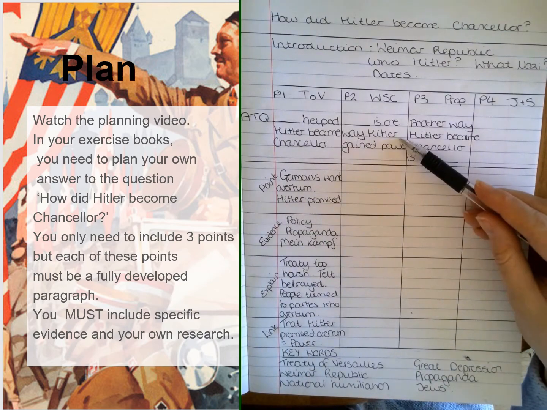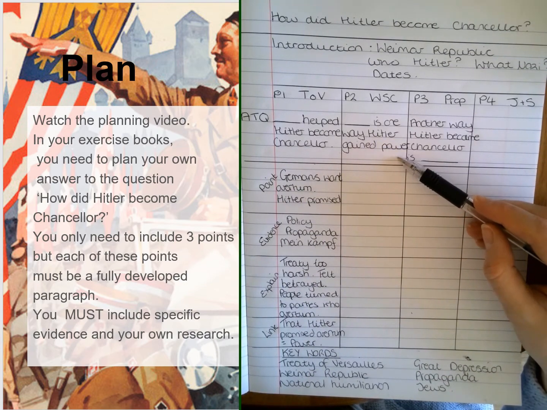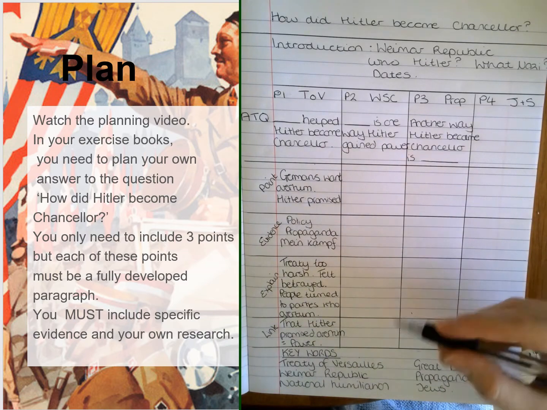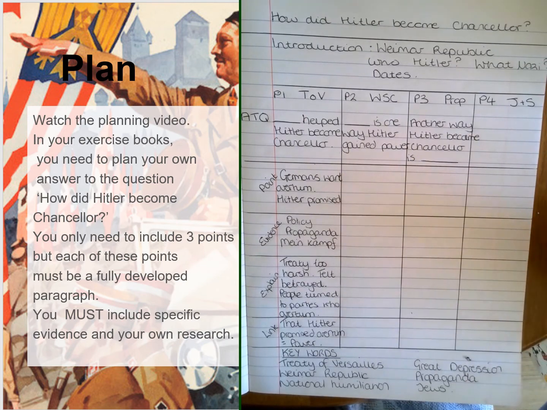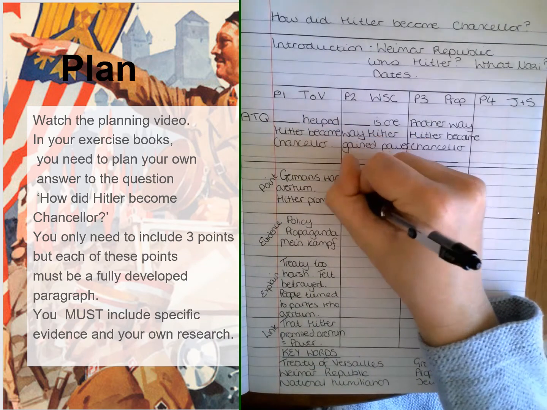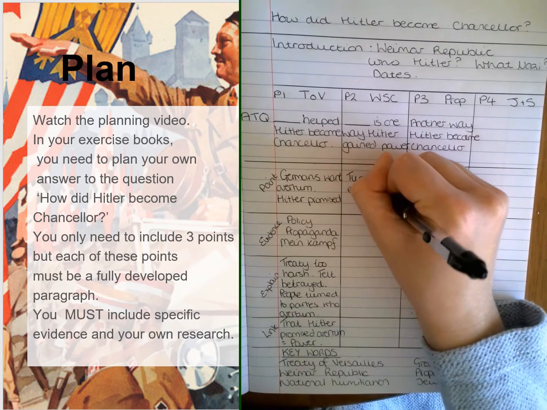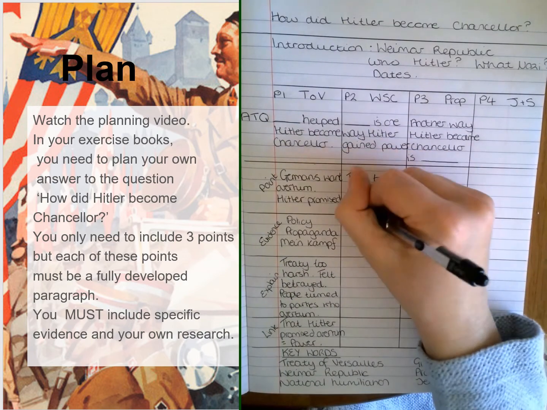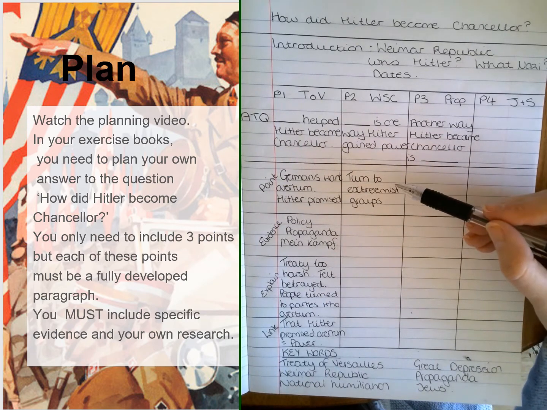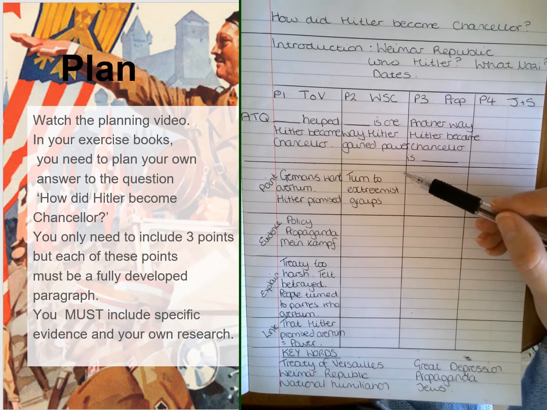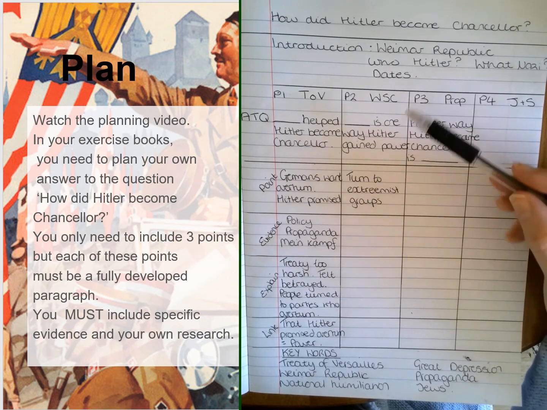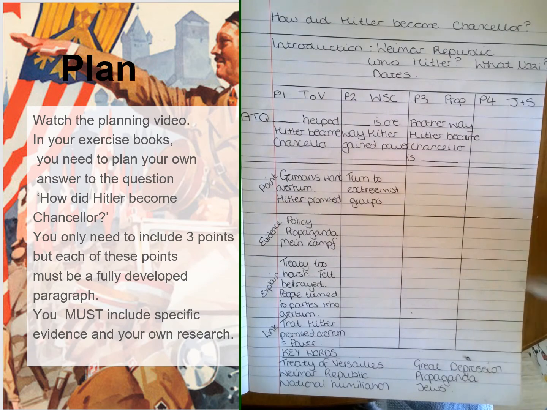So the Wall Street crash is another way that Hitler gains power. So how do I know this? Well, my point is that people turned to extremist groups, such as the Nazis, after the Wall Street crash. So let's put that in. Turn to extremist groups, such as the Nazis. Now, in that point, I might also want to say that the Wall Street crash made people desperate and therefore turned to extremist groups. But this is just my point. My point is that the Wall Street crash made people turn to extremist groups.